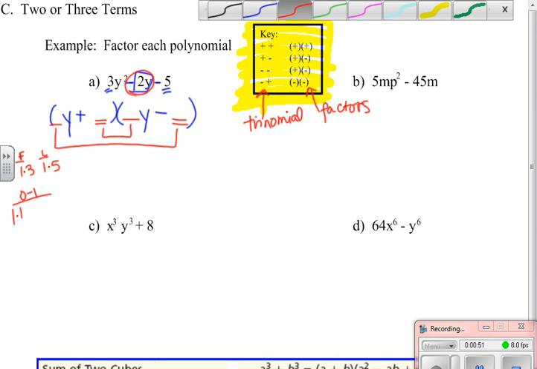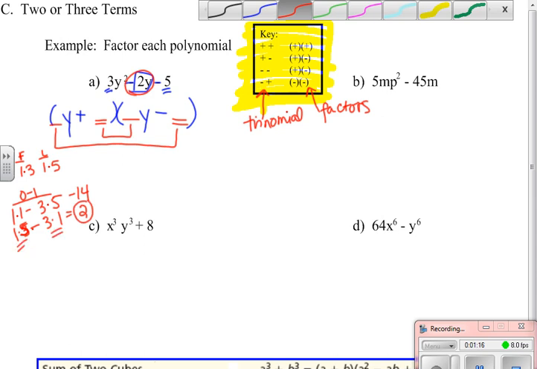Well, if I take 1 times 1 and 3 times 5 and I subtract them, I get negative 14. I could make it positive 14 by switching it around. That's not negative 2. So I need to switch them around. 1 times 5 minus 3 times 1 is 2. That's the number I want, even if the sign is wrong.